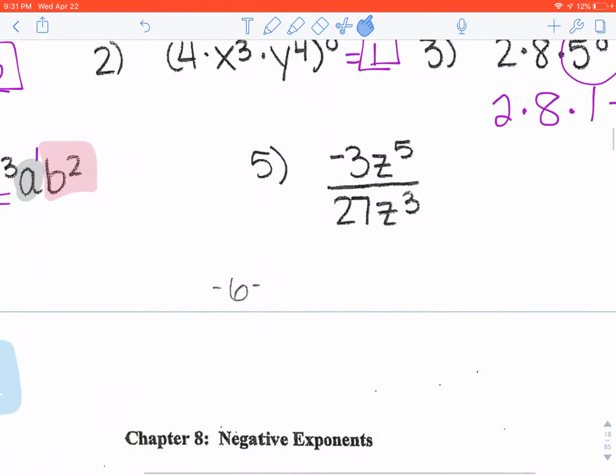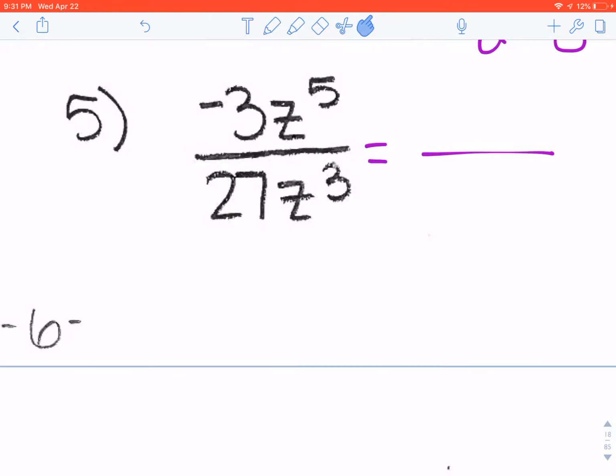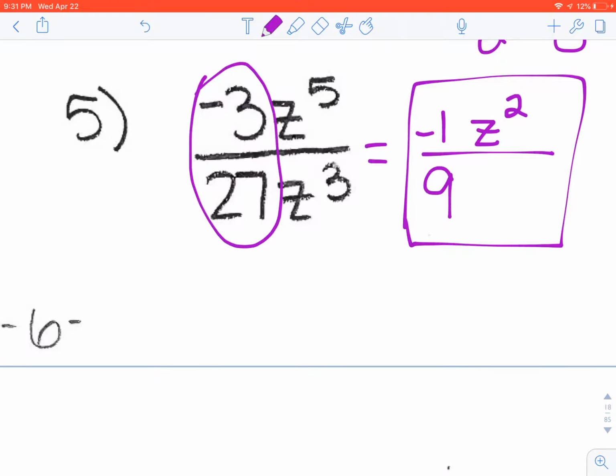Okay, number 5 is going back to property 2. When you divide same base, subtract exponents. Make sure you simplify your coefficient using your calculator. So you type in -3 divided by 27, math, enter, which reduces to -1/9. The z becomes z to the second, and it stays on top. So -1 z to the second over 9.